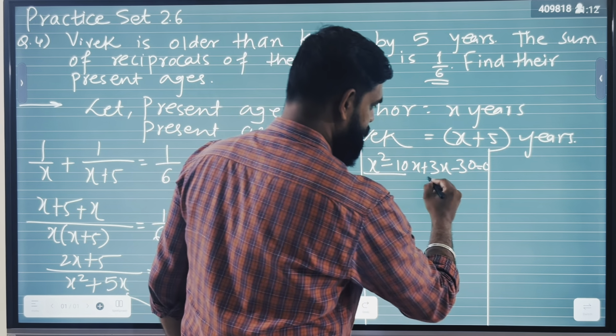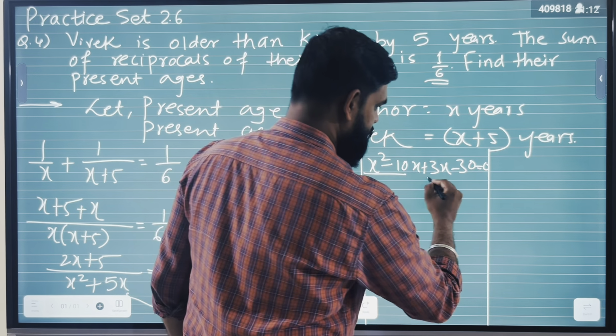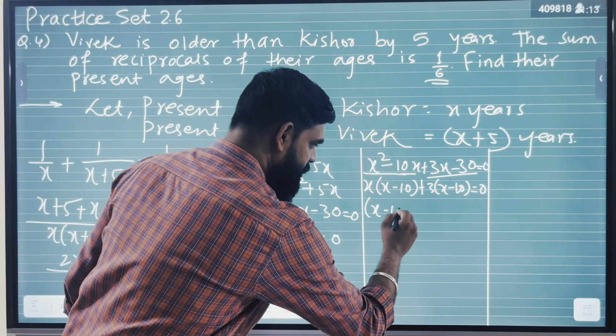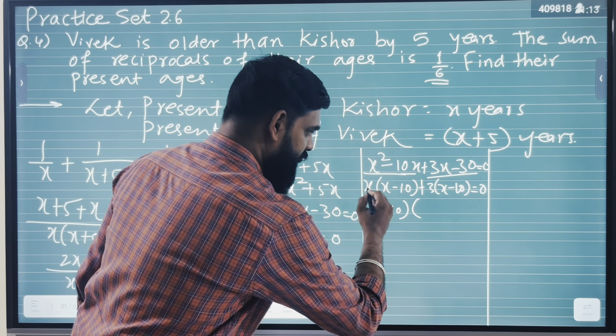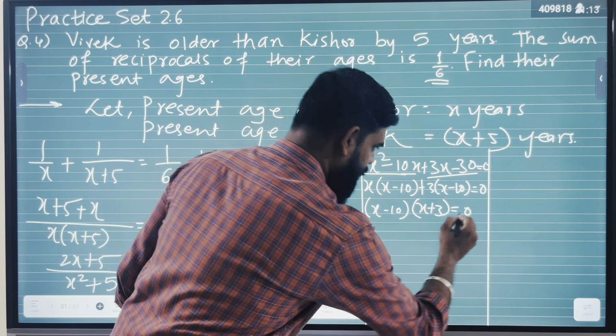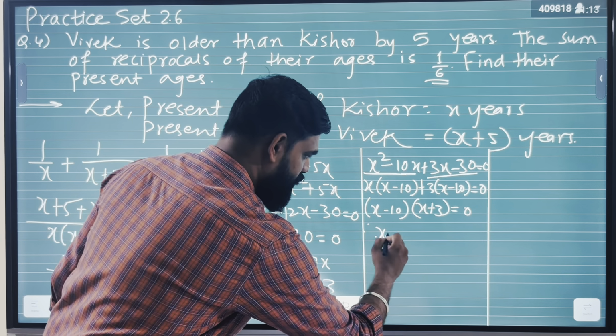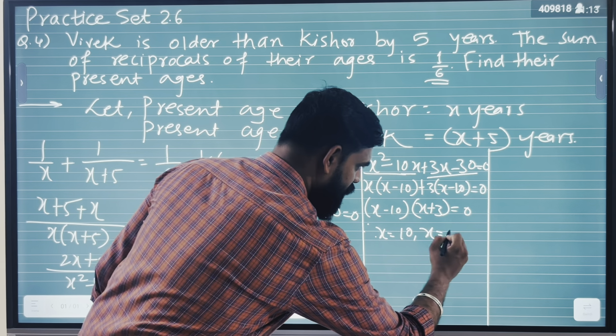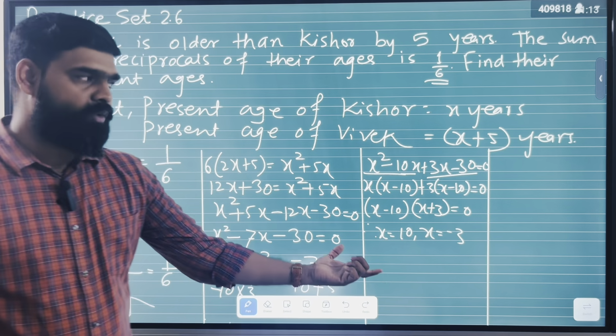So we can take this x common from the first two terms. So x minus 10 is equal to 0. After taking plus 3 common from the other two terms, we will get x minus 10. So again we can take this x minus 10 common, and x plus 3 as it is we can write. So we have x is equal to 10 and x is equal to minus 3. So we got two roots here.